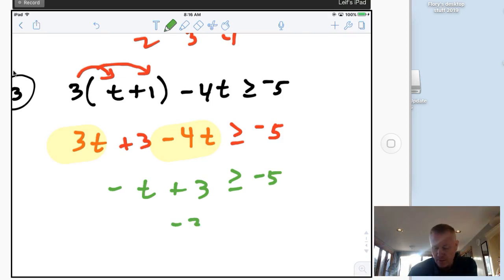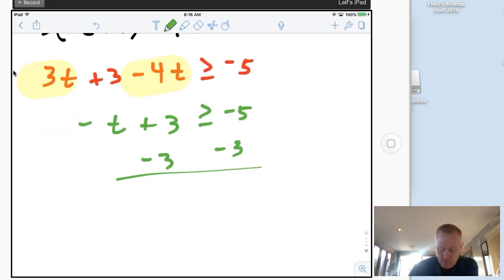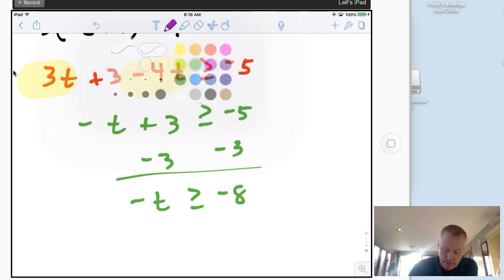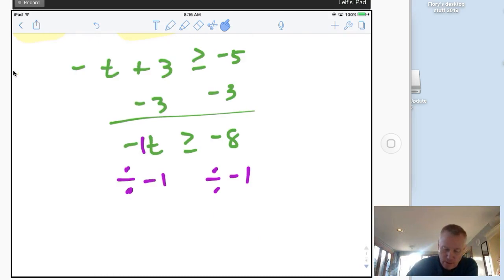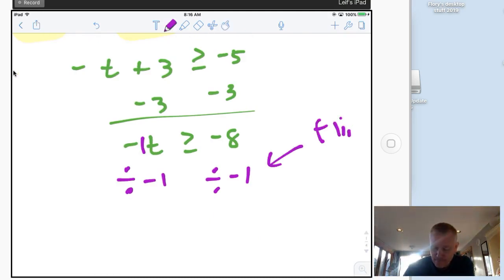Next, I want to subtract 3 to get that negative t alone. Now I got negative t, negative 5 minus 3 is negative 8. Now I have to get rid of that negative sign. Remember, there's an implied 1 in front of that t, so the opposite of multiplying by negative 1 is dividing by negative 1. Now I need to flip the sign, okay, because I divided by a negative number.